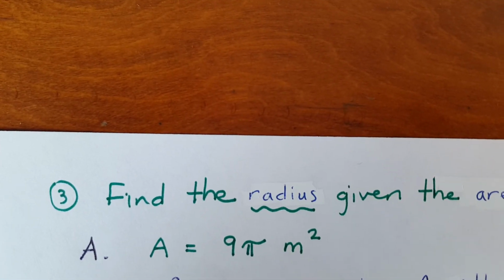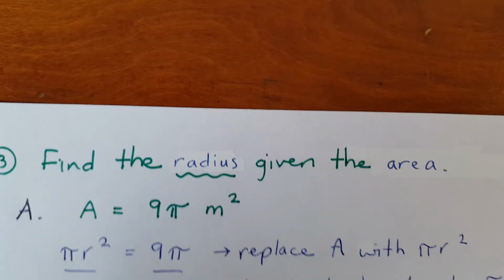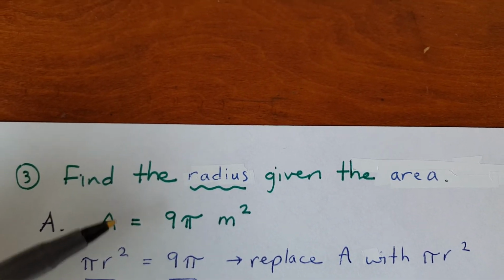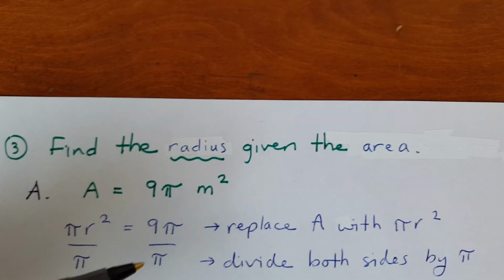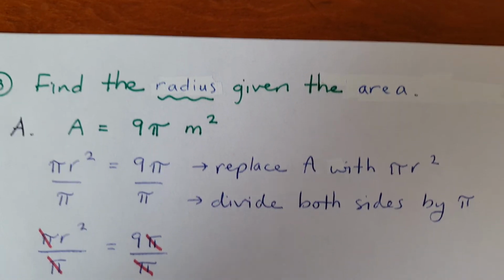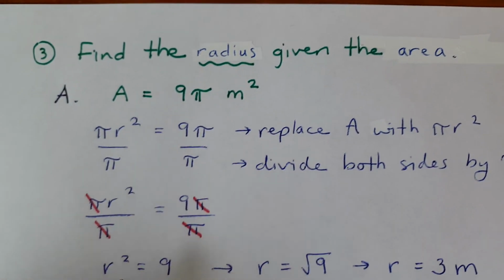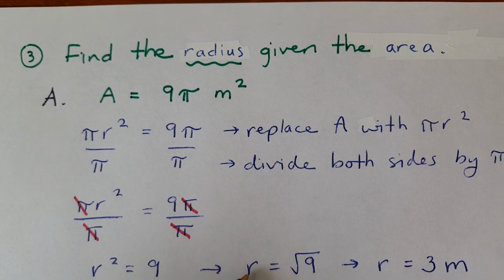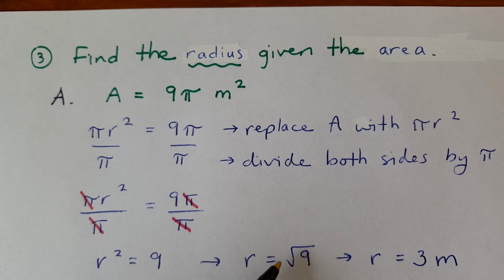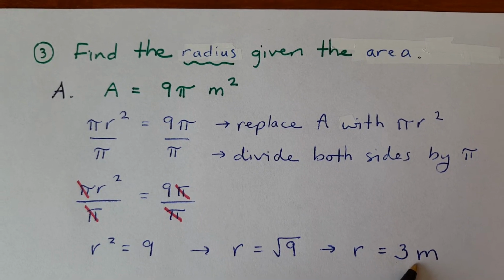Well, in this problem, I'm given area equals 9 pi meters squared. What I do first is I replace area with pi r squared. That's the formula for area. Then I'm going to divide both sides by pi. When I divide both sides by pi, I'm left with r squared on the left side and 9 on the right side. R squared equals 9. So that means that r is the square root of 9. I don't worry about plus and minus. I just need the positive value because it's the radius. And then r equals 3 meters.